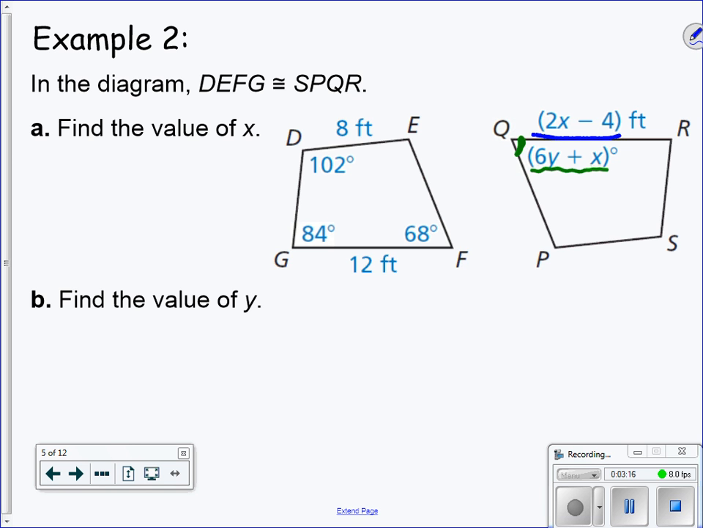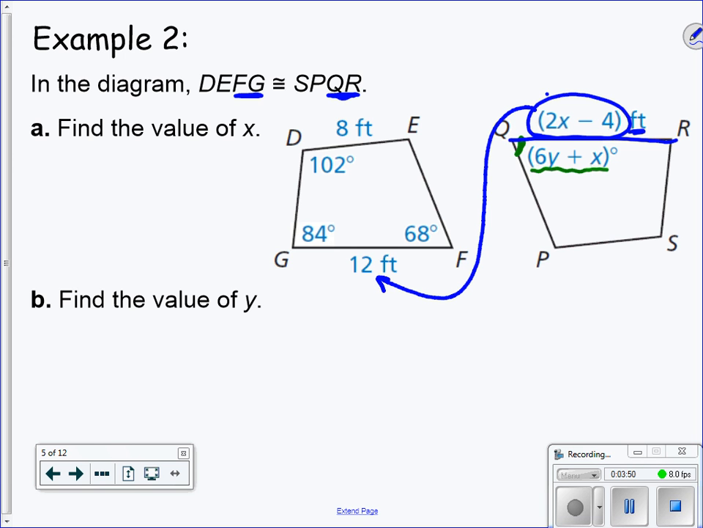So now you have to decide, are they talking about a side or an angle? Okay, well, this 2x minus 4 represents a side because it's labeled as feet. So this is side QR. So QR in your congruent statement will correspond to FG. So it's so easy to make this correspond to 8, but it's actually not. That's not what it is corresponding to. QR is corresponding to FG, which the figure is flipped around.